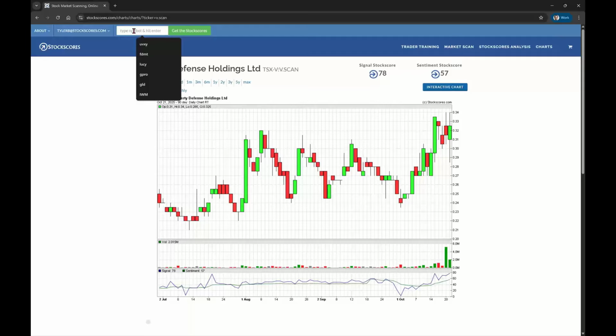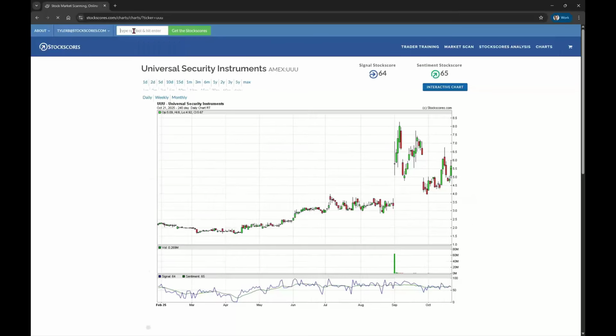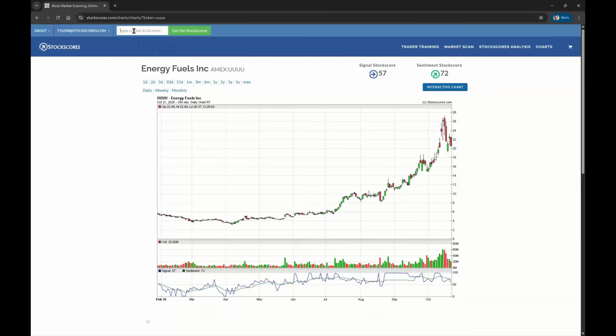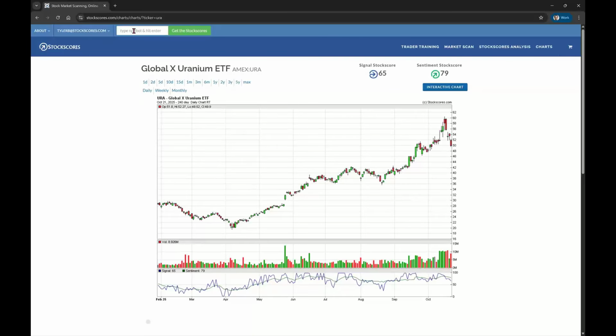Can you talk about uranium? I can. Let's just pull up UUU, which is, no, that's not the right one. What is the symbol for the uranium ETF? There's one of them. You can also look at, I'm drawing a blank on the symbols. I get so many symbols in my head, just can't think of it. URA. There you go, uranium.